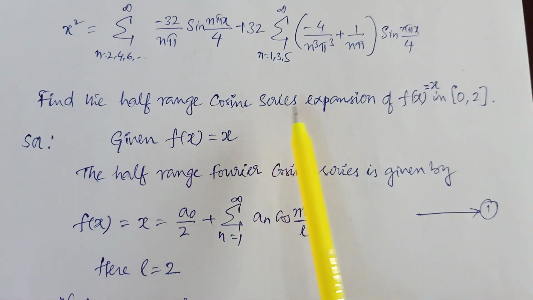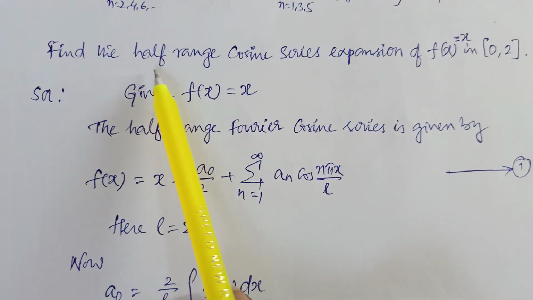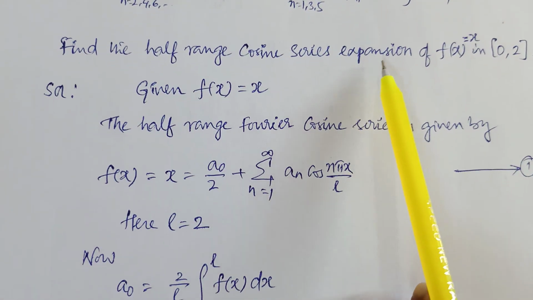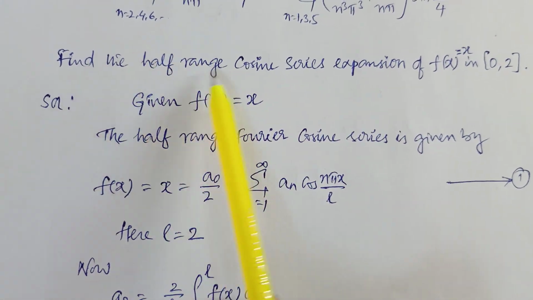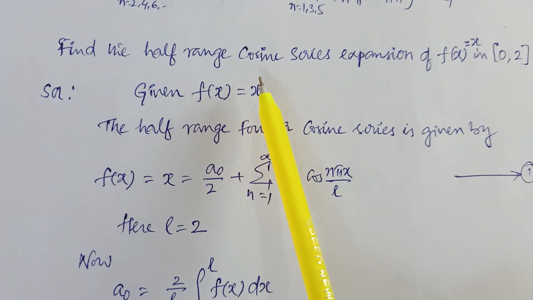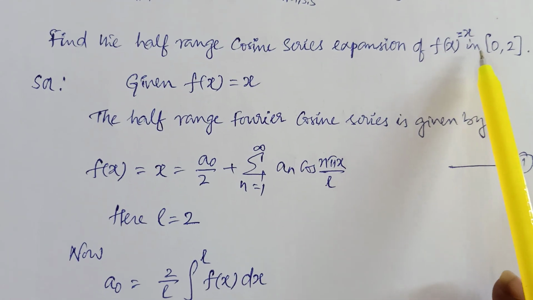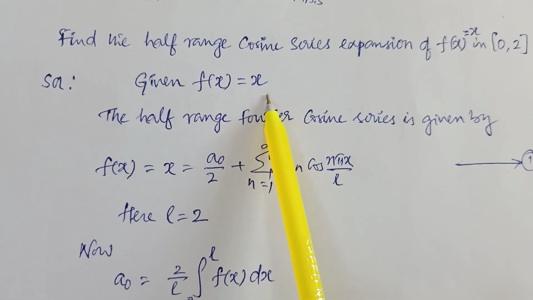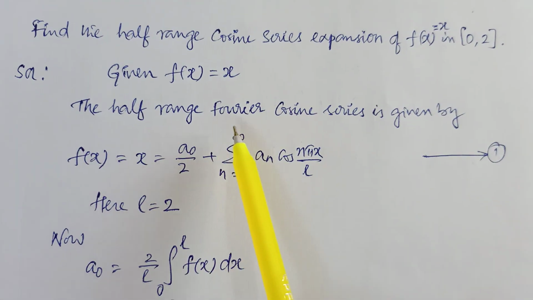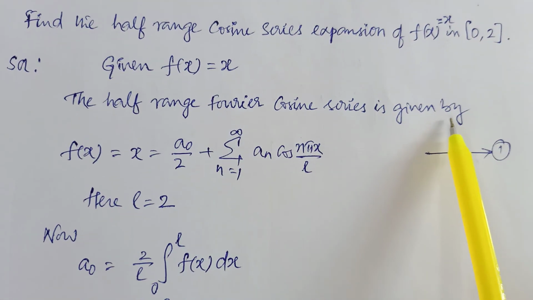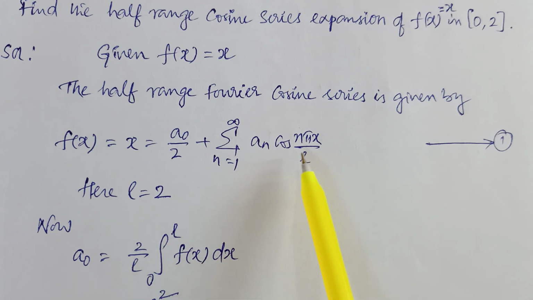Find the half range cosine series expansion. Even if half range is not mentioned in the problem, we still have to go with the half range cosine series expansion of f of x. Here, given f of x is x and it is asking for the half range Fourier cosine series. So the series must contain only cosine terms.